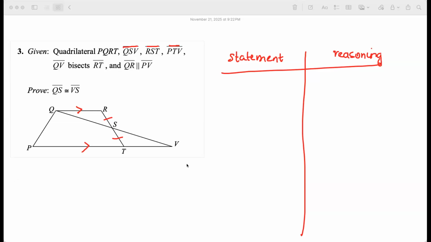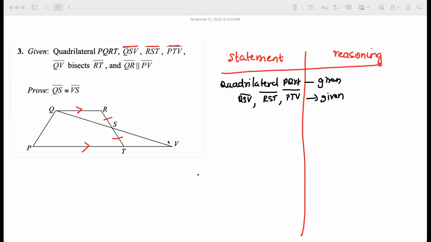Go ahead. We can put the given. Yeah, everything is given. Okay, quadrilateral. Go ahead. It's not hard, honestly. PQRT given. And then what is given? QSV, RST, PTV. They're all line segments given. Then what? Yeah, RS. Basically, that's not given, right? QV bisects RT.